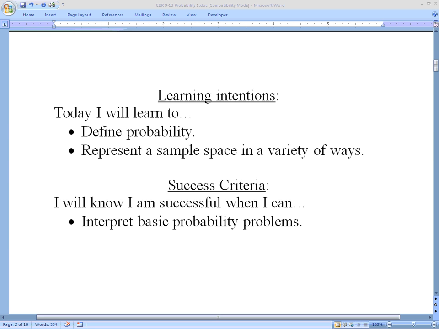Today we're beginning a new chapter on probability, and our learning intentions for today will be to define probability and represent a sample space in a variety of ways. And we will know we are successful when we can solve basic probability problems.